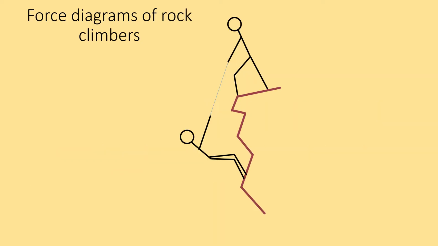Right, let's have a look at this example. We've got two rock climbers. We've got one on the top of the rock and one still climbing up. The one at the top is helping the one that's still climbing by pulling him up. Now, normally at GCSE, we wouldn't be able to solve the tensile forces on this because it's simply not in a horizontal or vertical plane.